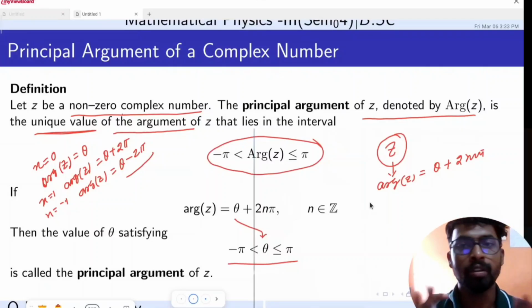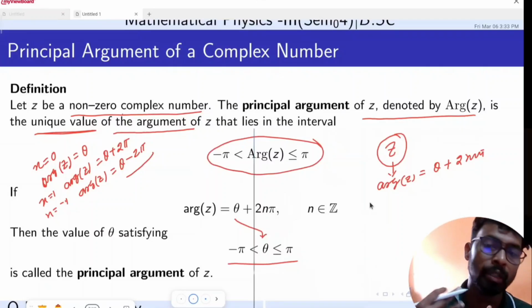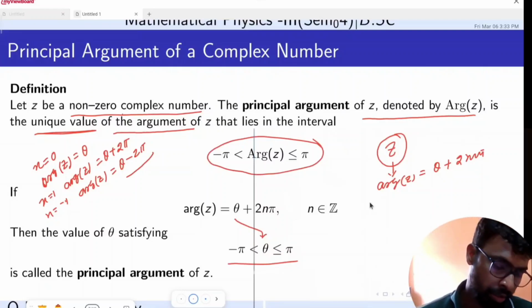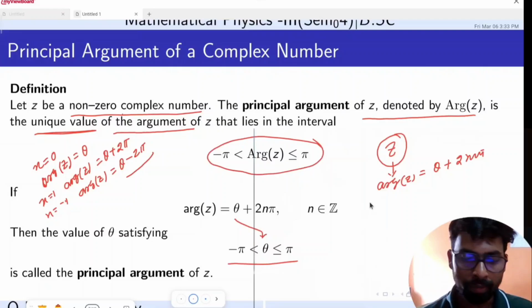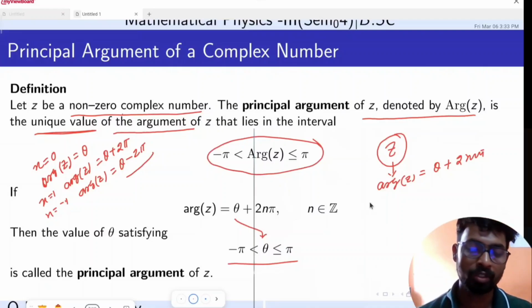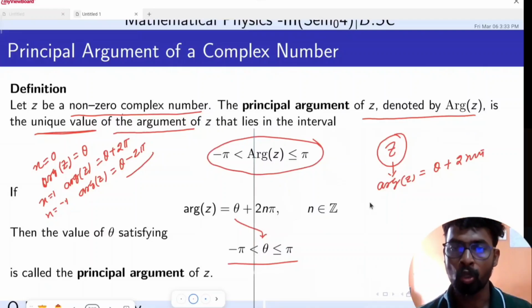So this is the definition of principal argument. I hope you understand it better. When you deal with some problems, then you will definitely understand it properly. Okay, so I hope you understand the basic difference between argument and principal argument. Arguments have many values.